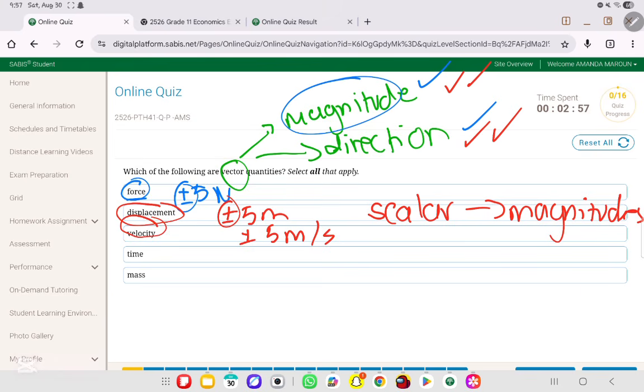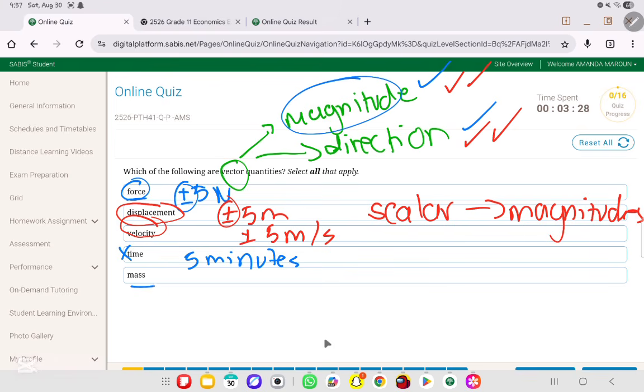Now, time. You can take, for example, 5 minutes. Can you say that the time is plus 5 minutes? No, you cannot. For example, the time for me right now is 9:57. I cannot say the time is plus 9:57. No, it doesn't make sense. I cannot say that it's minus 9:57. So time has a magnitude, but it does not have a direction. Because it does not have a direction, we will say that it's a scalar quantity.